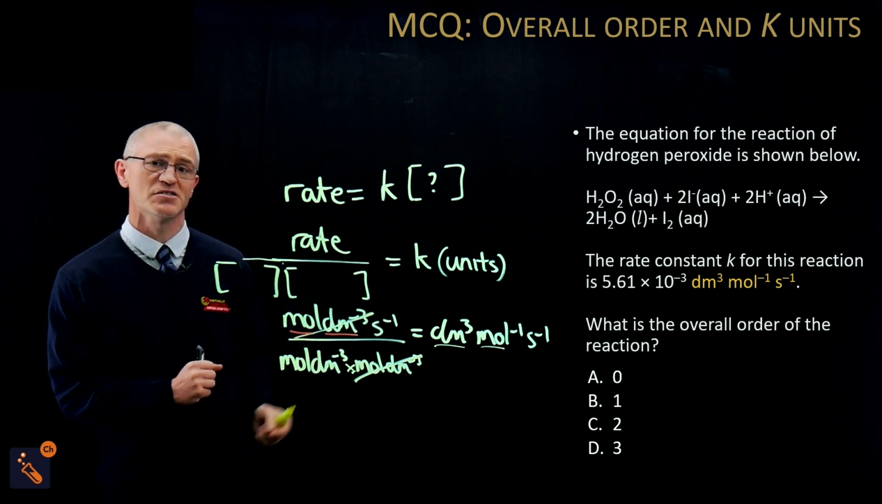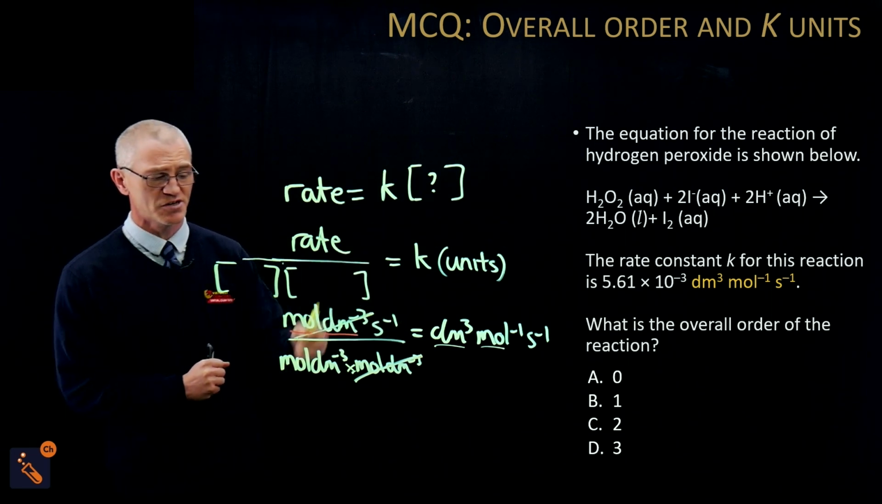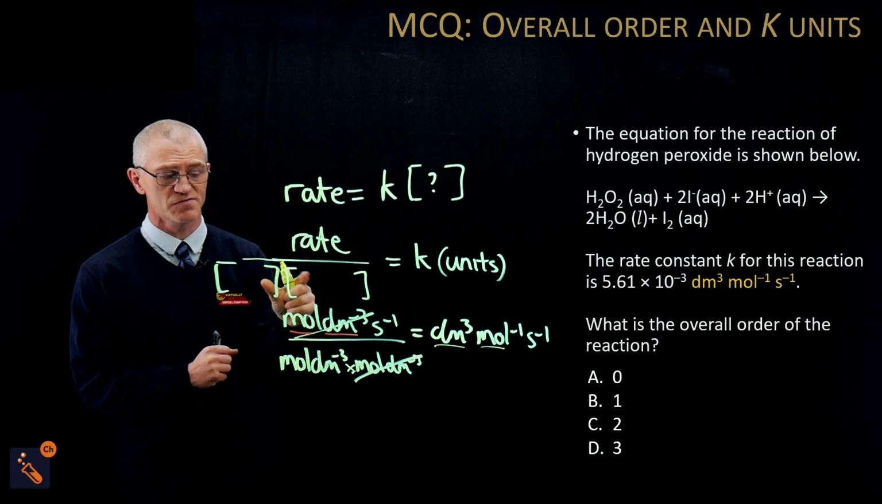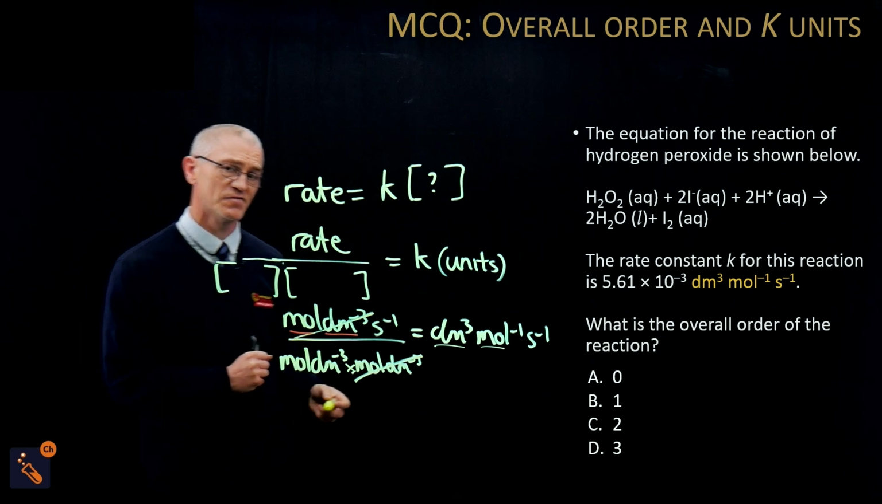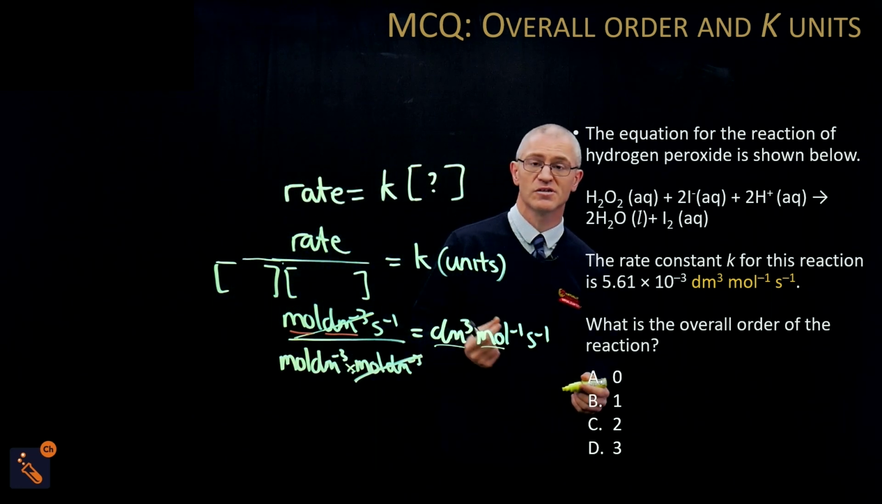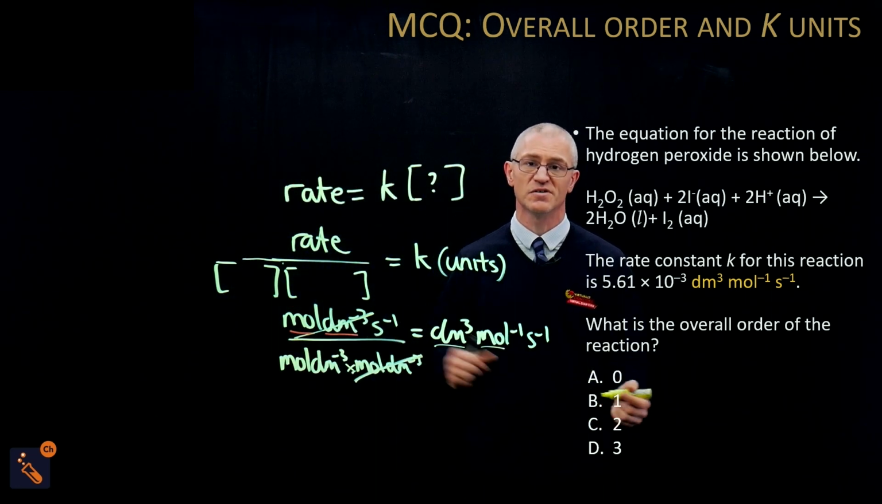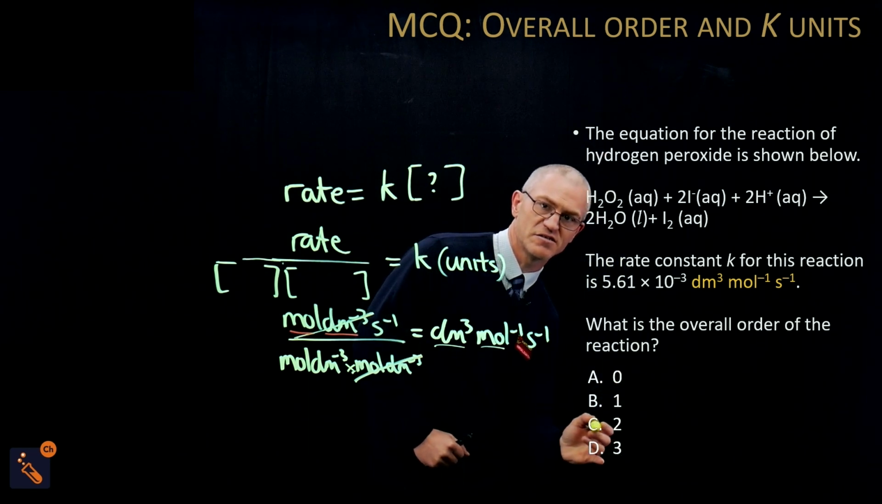We then go to the question, which says, what's the overall order of the reaction? Well, we know it's either a second order here or it's 2 first orders, so all you have to do is add the orders together. If it's second order only, it would be 2, and if it's 2 first orders, it would be 2. So the answer is going to be 2.